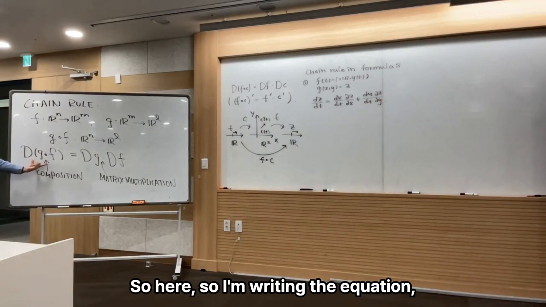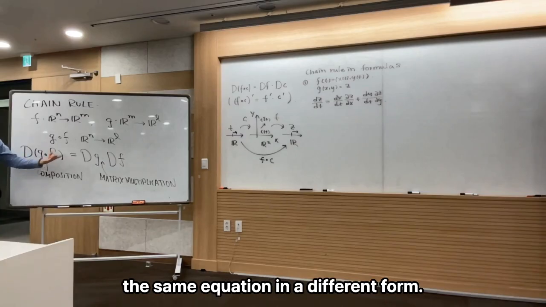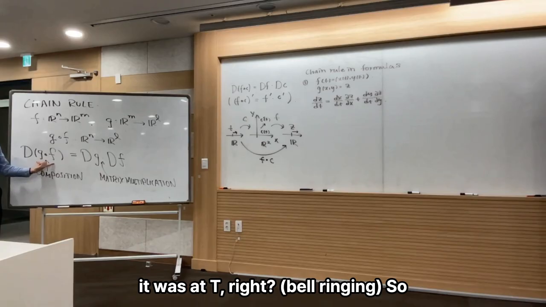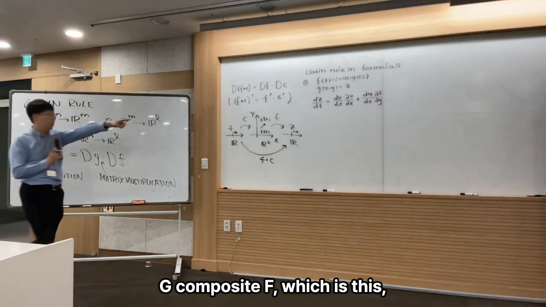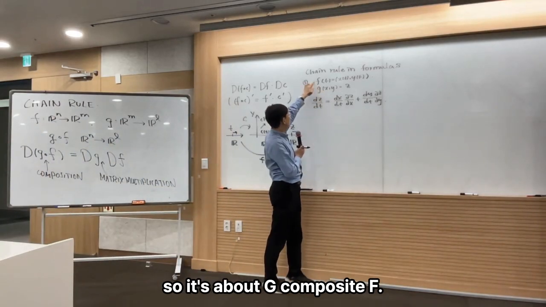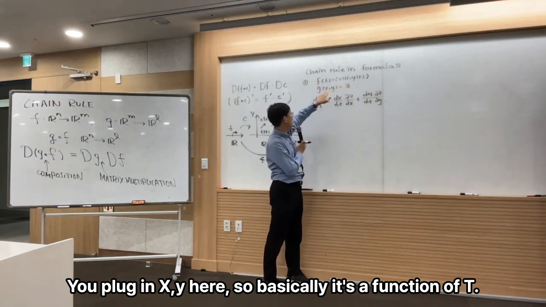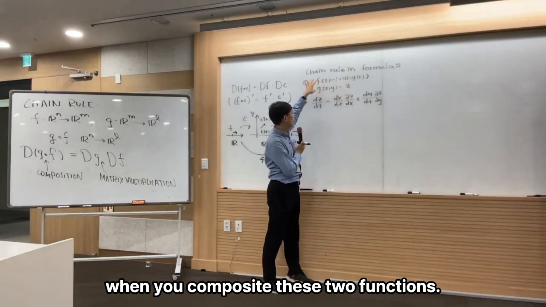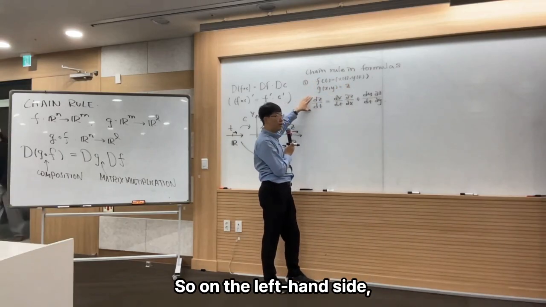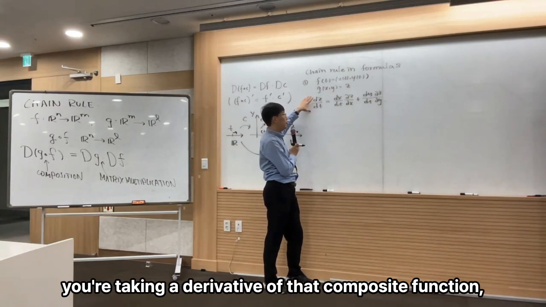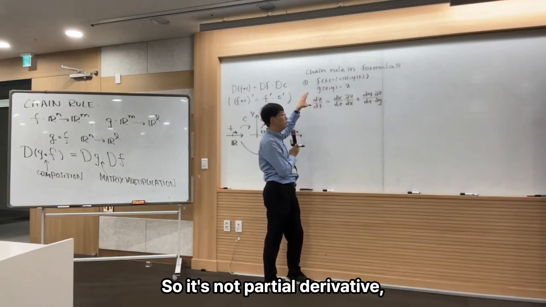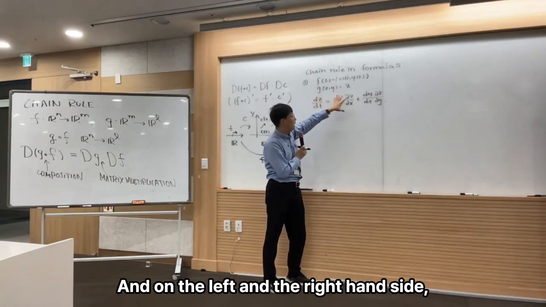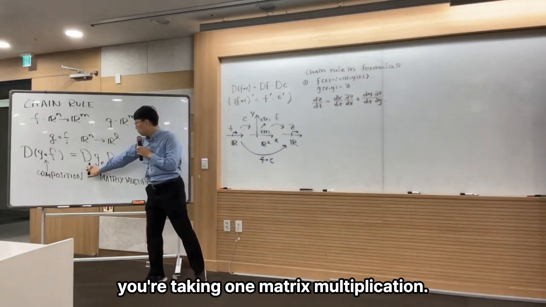I'm writing the same equation in a different form. On the left-hand side, it was z(t), right? So it's g composite f. You plug in x, y here, so basically it's a function of t when you composite these two functions. On the left-hand side, you're taking a derivative of that composite function, which is a single variable function. So it's not a partial derivative; it's just a single variable derivative. And on the right-hand side, you're taking matrix multiplication.